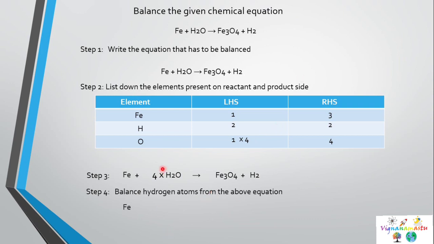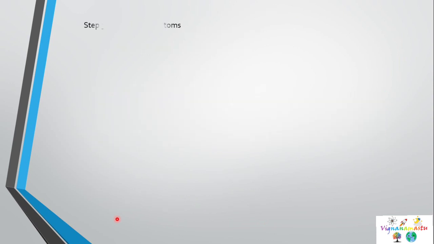So in the LHS there are 4 into 2, 8 atoms of hydrogen, and in the RHS there are only 2 atoms of hydrogen. So here we will multiply by 4, and this is what you get. Now the oxygen is balanced and hydrogen is also balanced, and the final thing to do is to balance ferrous Fe atoms.